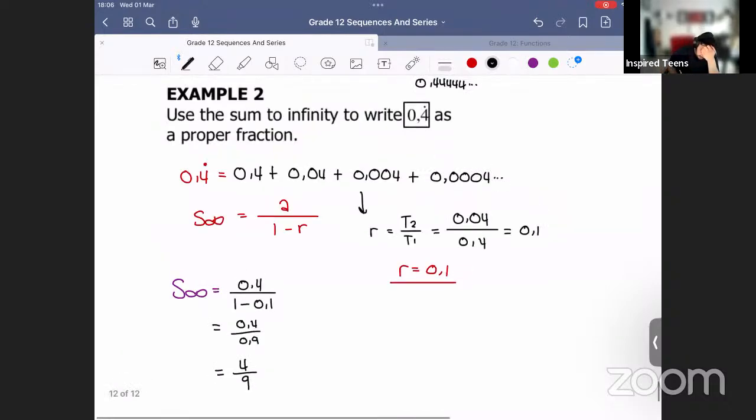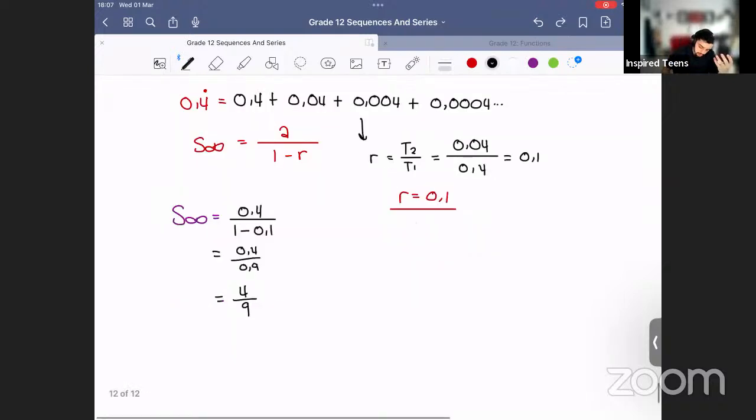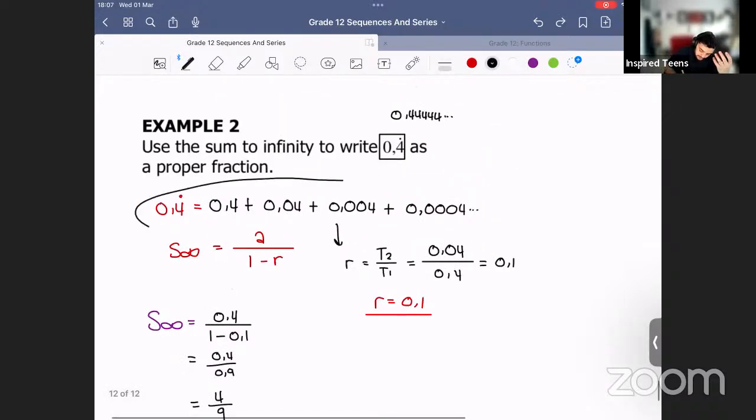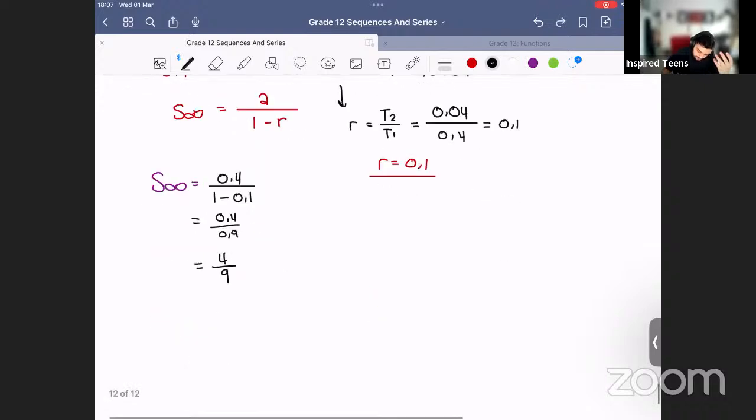Okay, why do we use sum to infinity? Because remember, 0.4 recurring has 4 decimals continuing forever. So in that case, yes, we use sum to infinity. We've used sum to infinity to show it as a proper fraction, because we calculated the sum to infinity for its pattern.